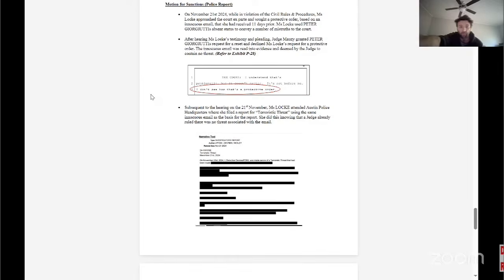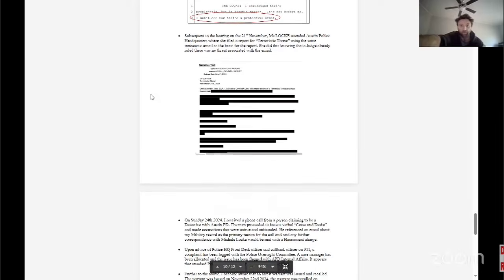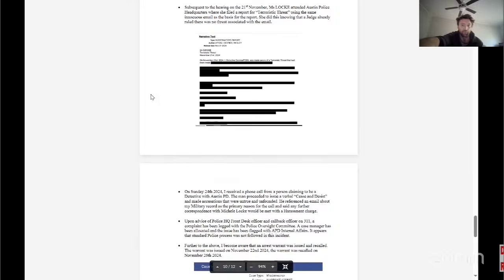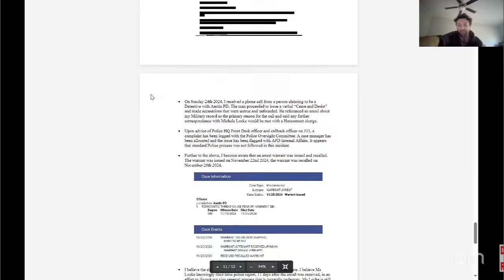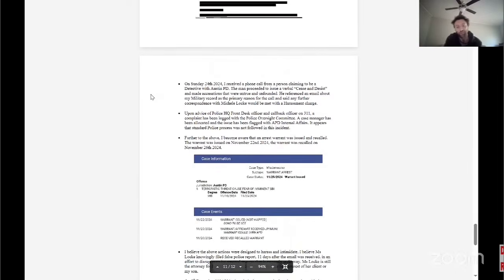She did this knowing that a judge had already ruled there was no threat associated with the email and that there was no imminent threat. I wasn't in the state. It had been sent 11 days before. We hadn't communicated in many, many months. There's also no physical threat in there.